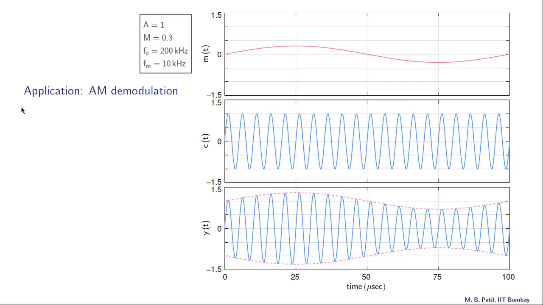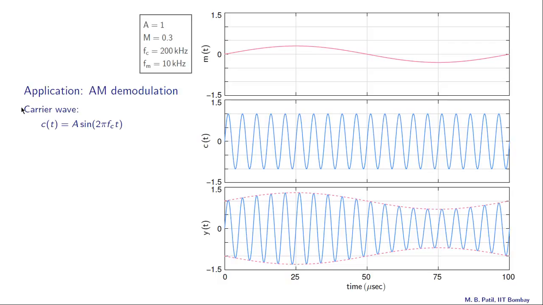Let us now look at an application of the super diode or the half-wave precision rectifier, and that is AM demodulation. AM signals are amplitude modulated signals, and let us see what those are first.